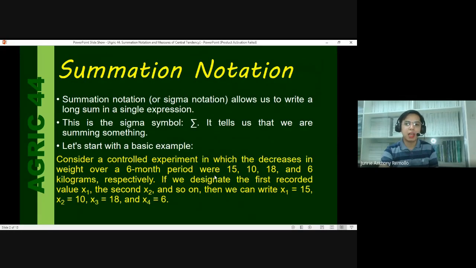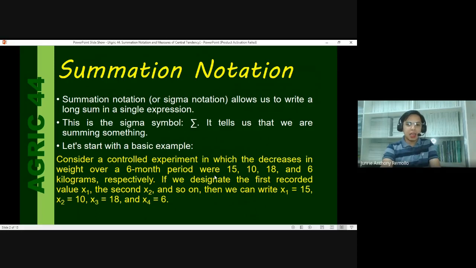Summation notation or sigma notation allows us to write a long sum in a single expression. It is denoted by the symbol sigma, the capital sigma. It tells us that we are summing something. So let's start with this basic example.